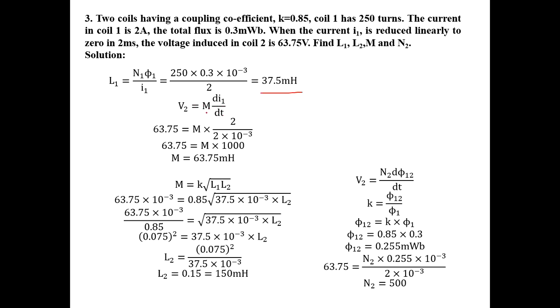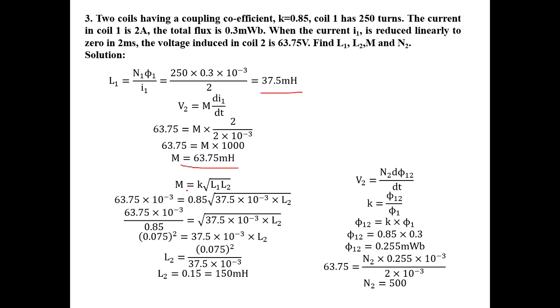In this, we have to find the mutual inductance M. The V2 value is given, 63.75, which is equal to M into dI1 divided by dt. The current in coil 1 is 2, reduced linearly to 0. The time value is 2 millisecond, 2 into 10 to the power minus 3. Substitute the values. We got the answer 63.75 millihenry.